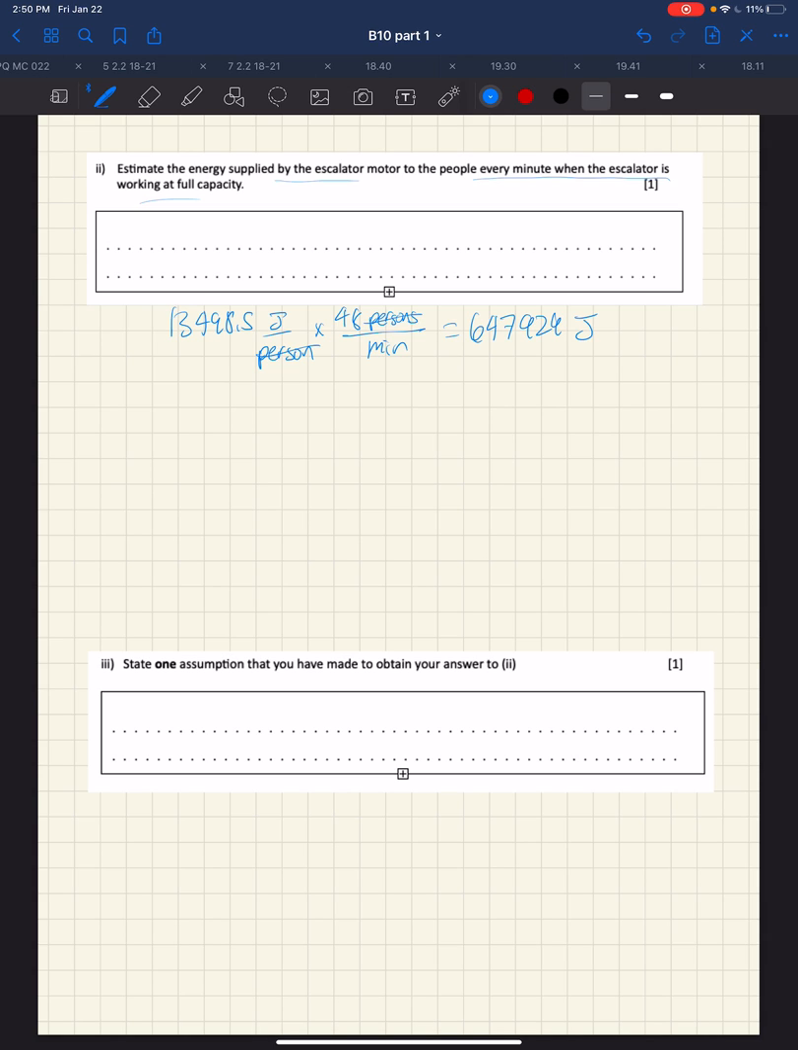So we want the energy for every minute. So it's 647,929. And again, we can only report two significant digits. So that would be 6.5 times 10 to the 5th joules is the energy supplied.